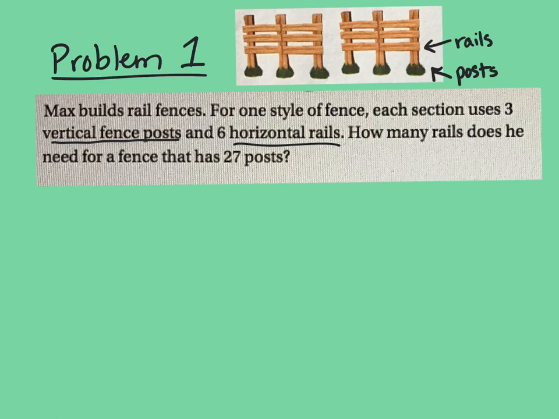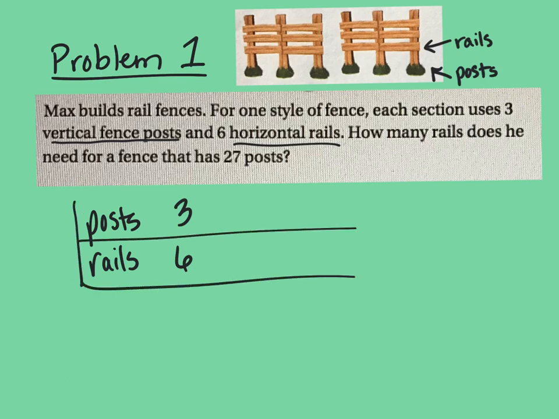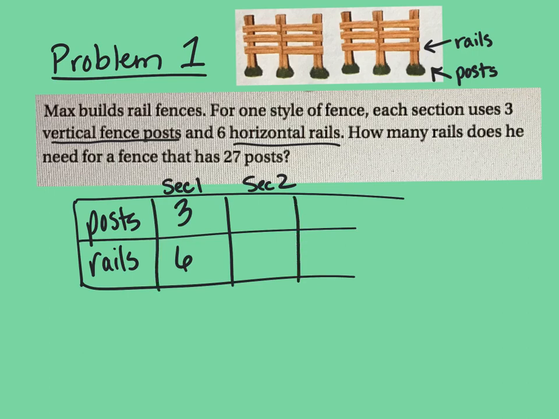All right, so he builds rail fences. For one style of fence, each section uses 3 vertical posts. So I'm building my handy dandy table: posts and rails. 3 posts for every 6 rails. And then I'm going to label this sections: section 1, section 2, etc. How many rails does he need for a fence that has 27 posts? So I don't know what section that is, so I'm going to put a question mark there.